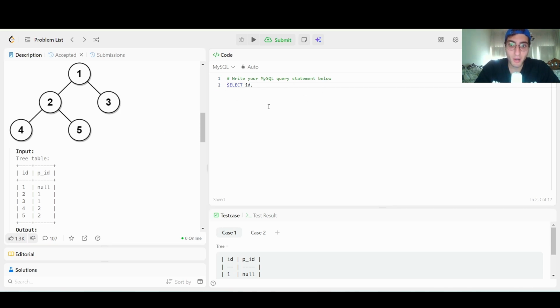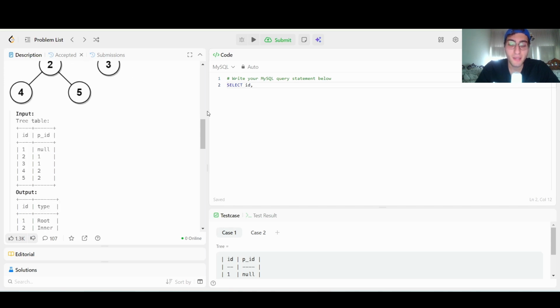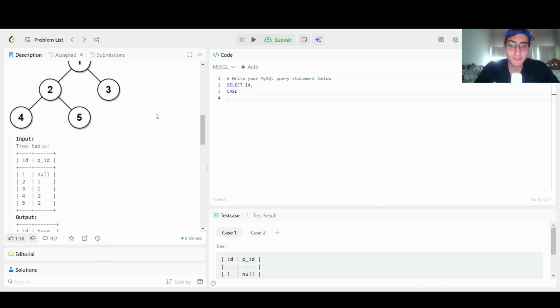So going back to our query statement, what we're going to select is, like I said, ID. Now the second thing we're going to select is actually a case statement. And the cases that we're going to introduce is whether we have a root node, a leaf node, or an inner node. But in this query, we actually need to figure out if they are root, leaf, or inner nodes. So we're going to select a case statement. And the first case we're going to check is when parent ID is null. That means we have a root node. When parent ID is null, then this is a root node.